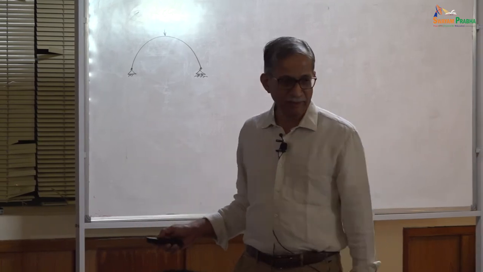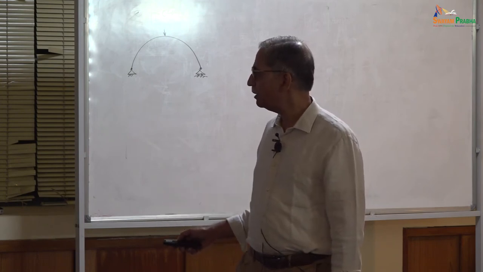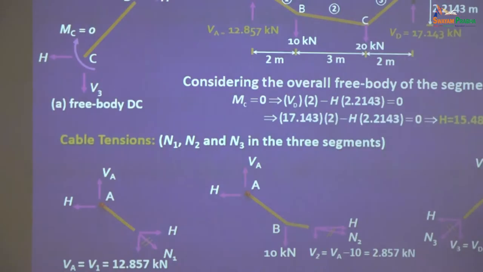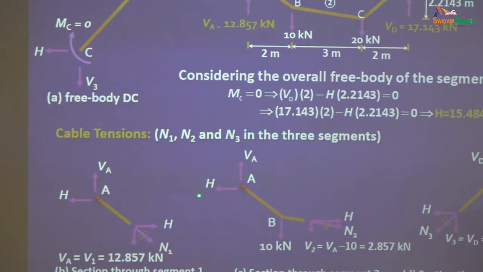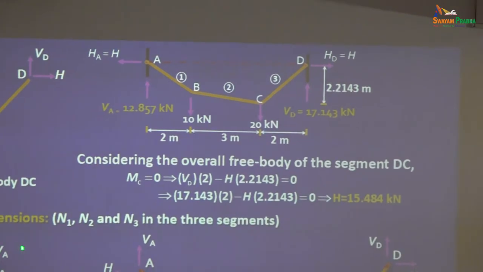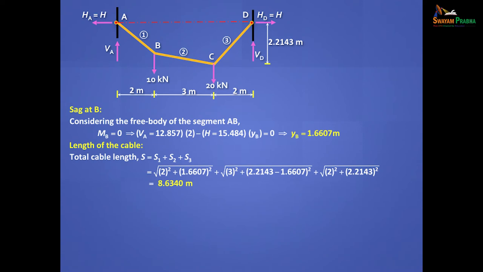There's one more part of the question. That was, what is the sag at B? And what is the total length of the cable? Now, to get the sag at B, now you can cut a section here. And you can now work out, take this fellow. You know the bending moment at B is zero. So the couple created by H, H into the unknown YB must be equal to VA into 2 meters. That's it. So you apply that equation, VA into 2 meters. VA you've already calculated, and H you already know now. Now you know H, but the unknown is YB. You can find YB.